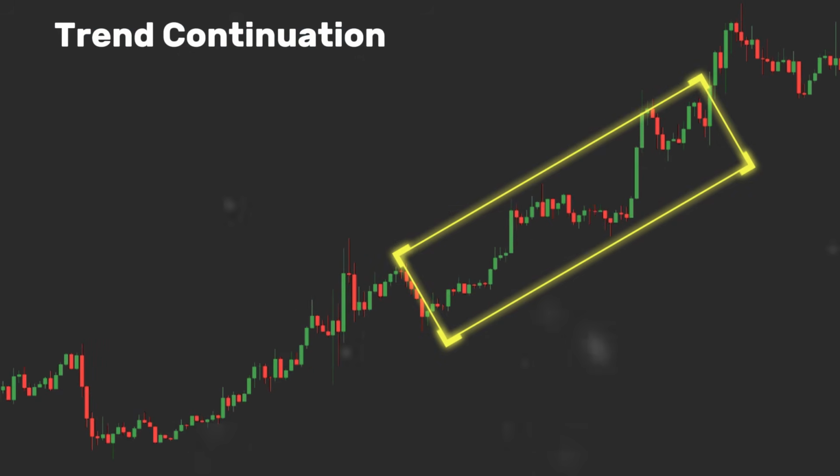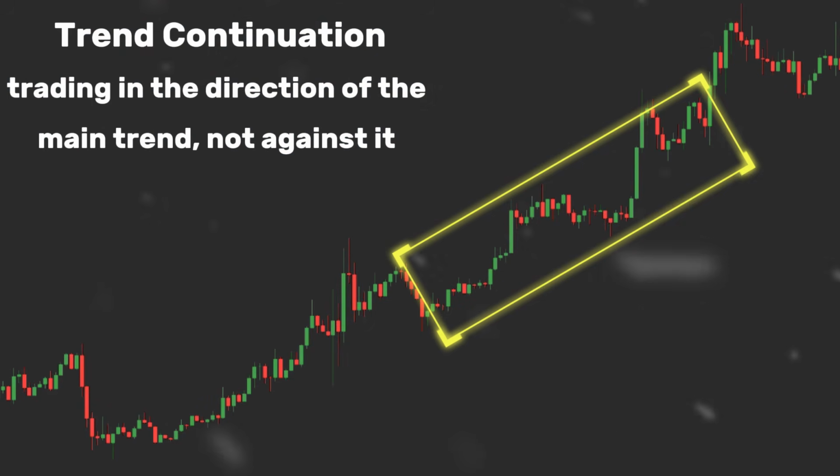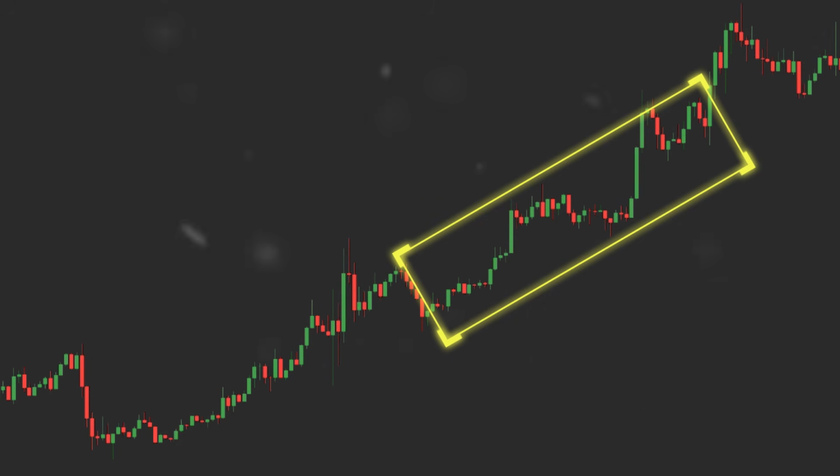Instead, we focus on trend continuation. Trend continuation means trading in the direction of the main trend, not against it. When you scalp with a trend, you are moving with the market's momentum. This makes your trades cleaner, smoother, and easier to manage. In this method, the goal is not to capture the entire move from the bottom to the top. The objective is simply to capture a portion of the move, take your profit, and exit quickly.